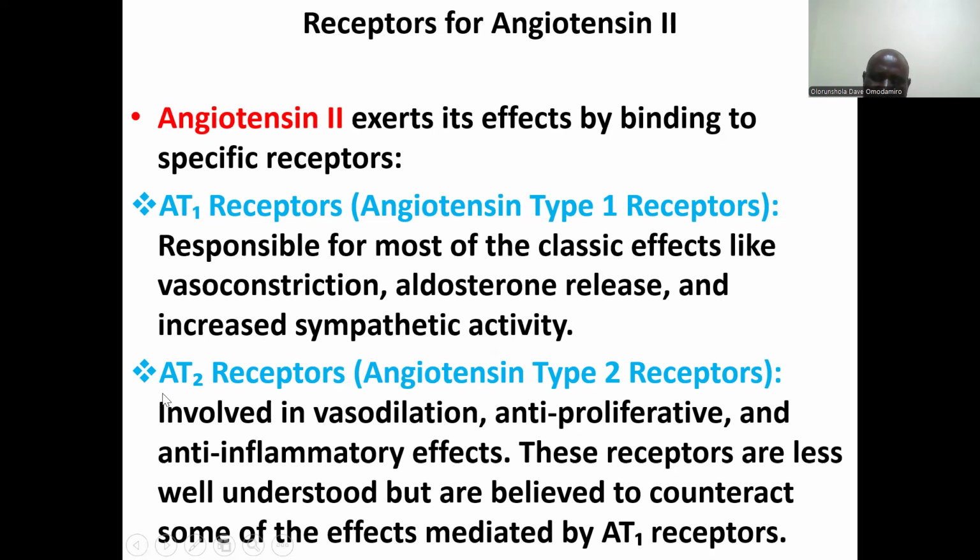The second receptor is the AT2 receptor, that is angiotensin 2 receptor. Interestingly, it is involved in vasodilation, and also antiproliferative and anti-inflammatory effects. These receptors are less well understood, but I believe they counteract some of the effects mediated by the AT1 receptor, that is angiotensin receptor 1. That is the interesting thing that you must pay attention to here.